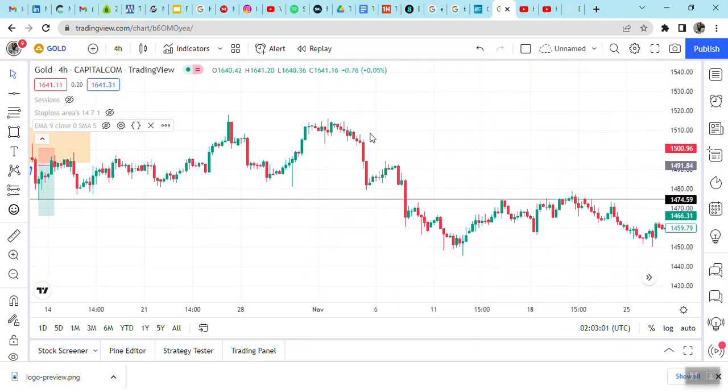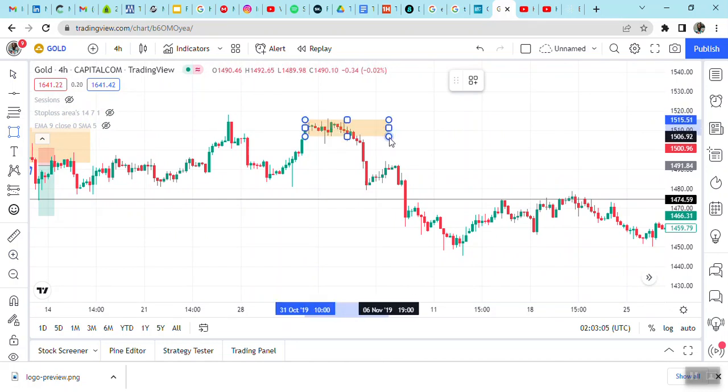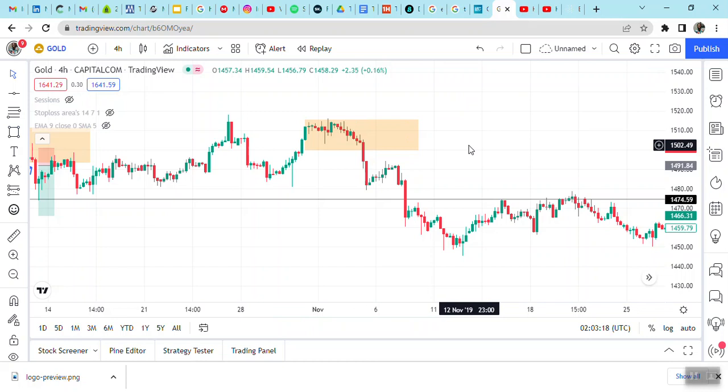Okay, we can see here the market started ranging. So this is how you draw your boundary box. There was a range in here, and then this is your breakout candle. The market ranged for a while, and there was a breakout candle.